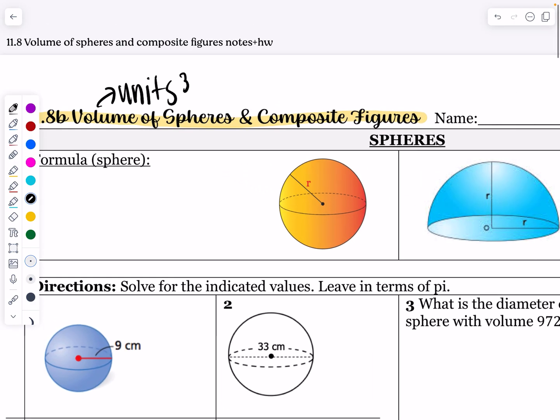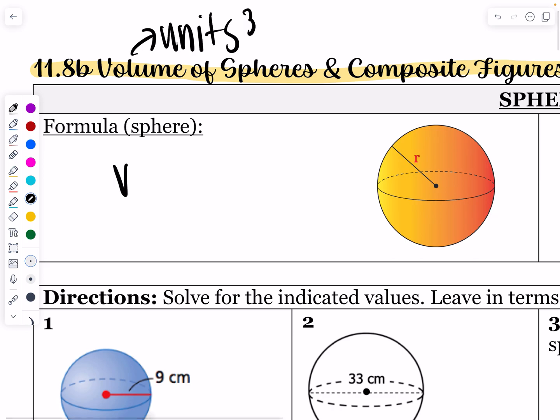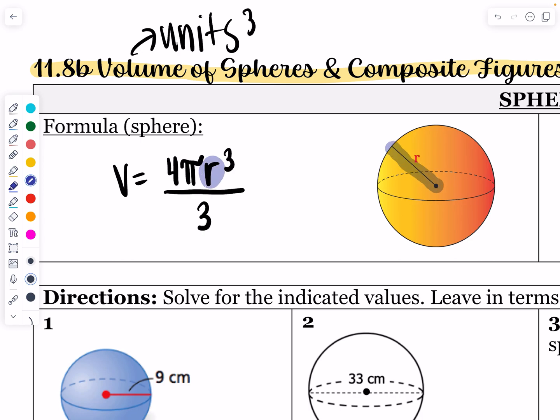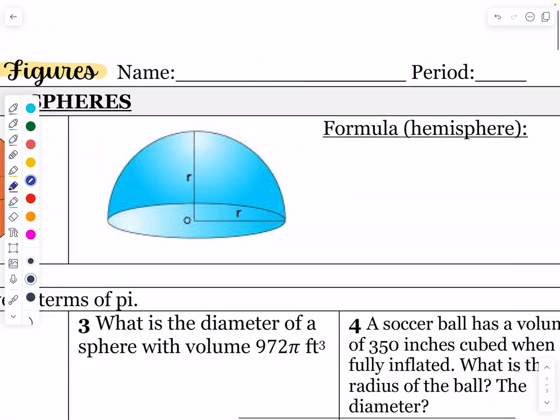So what is our formula for the volume of a sphere? The volume of a sphere is going to be 4 pi r cubed divided by 3. Another way you might see this presented online is 4/3 pi r cubed. That is the exact same thing. The only variable that you need to know is your radius, because the radius determines the size of the sphere.